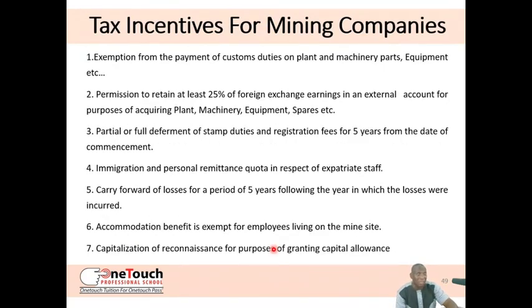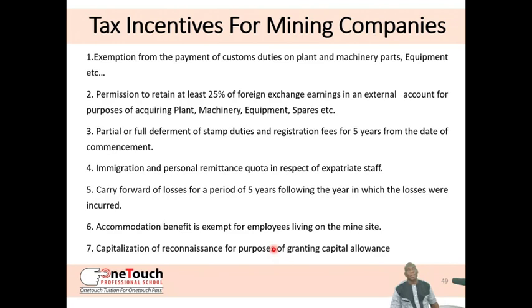That's for the capital allowance. Now we are looking at the tax incentives for mining companies. Okay, mining companies enjoy some tax incentives. So let's quickly look at number 1. Exemption from the payment of what? Customs duties on plant and machinery, parts, equipment, etc.